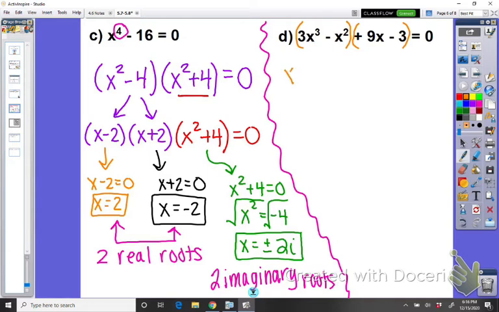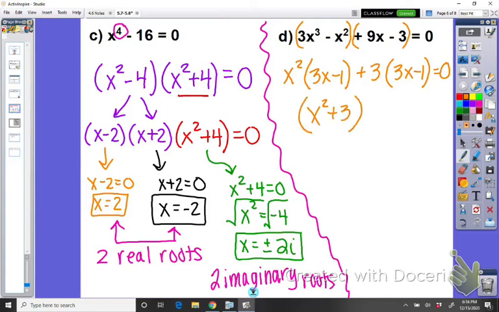So the x squared comes out of the first group, you're left with 3x minus 1. You can take out a 3 from the next group and get 3x minus 1 equals 0. Put the fronts together, x squared plus 3. Put the part that the parentheses match, 3x minus 1. And again, set each part equal to 0.